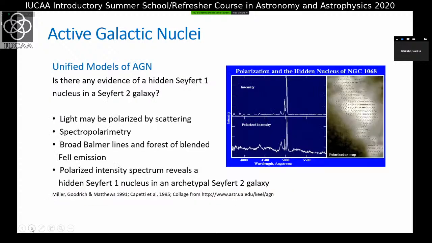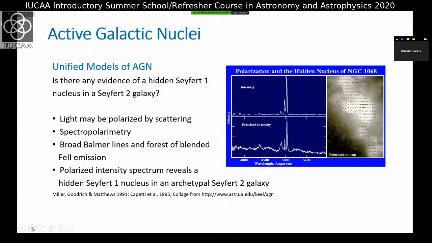Now, here is a very clever experiment which was done by a number of astronomers. Antonucci was also one of them. I've got later plots from here, but this is an image of this galaxy which I showed you earlier. This is the total intensity, and this is the polarized intensity, where you can see the broad lines which were not visible in total intensity.